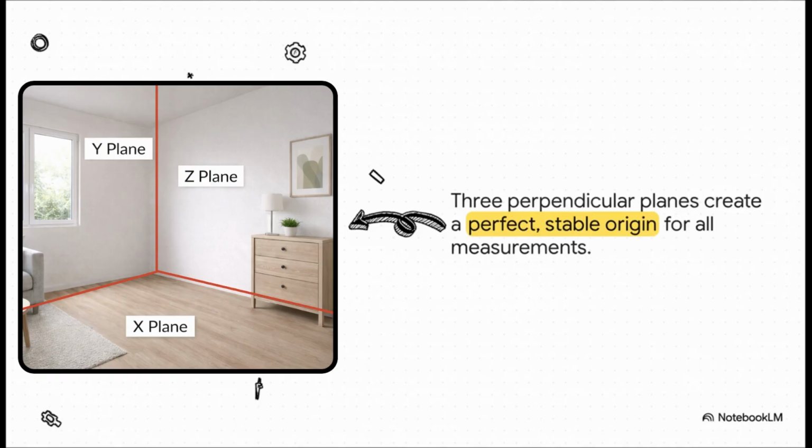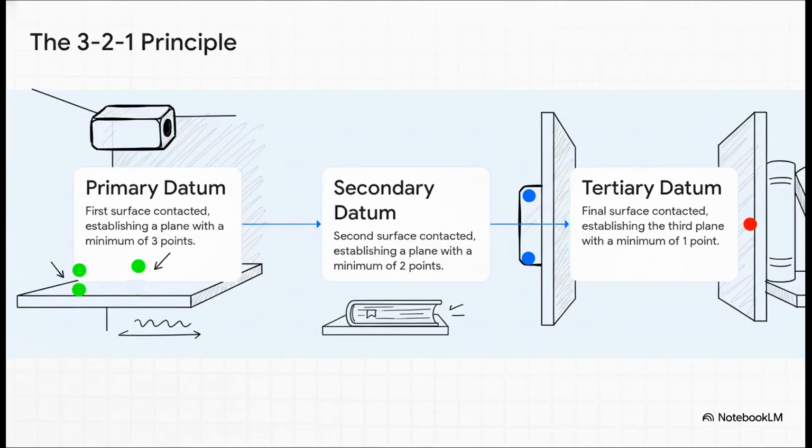It's three perfect planes, an X, a Y, and a Z axis that create a perfect theoretical starting point for every single measurement on a part. Okay, but here's the really clever part. That corner of the room is perfect and theoretical, but the parts we make are real and imperfect. So how do you lock a real-world part into that perfect corner?